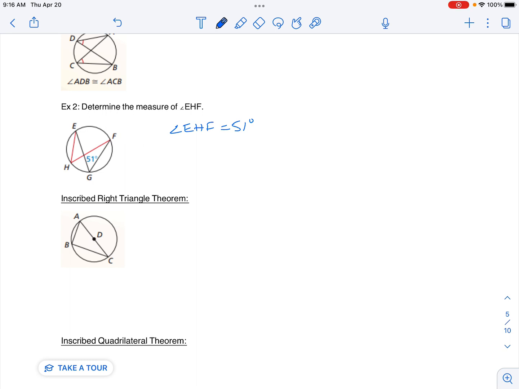Inscribed right triangle theorem. What this is saying is that you have to have a diameter. So this is a triangle formed with the diameter. Okay, so what this is saying, that angle there is going to be a right angle. So we'll make it more specific there. Right triangle formed with the diameter. Okay, so you can then use your different information from a right triangle in order to figure out your different measures.